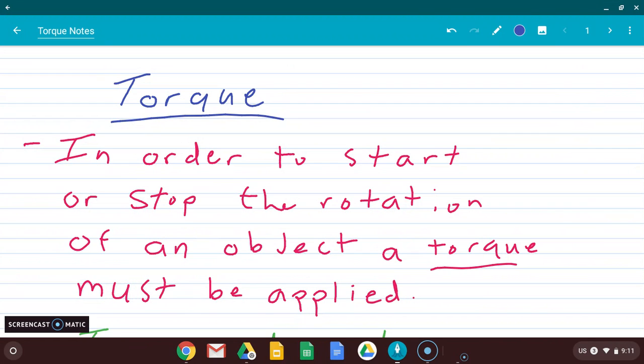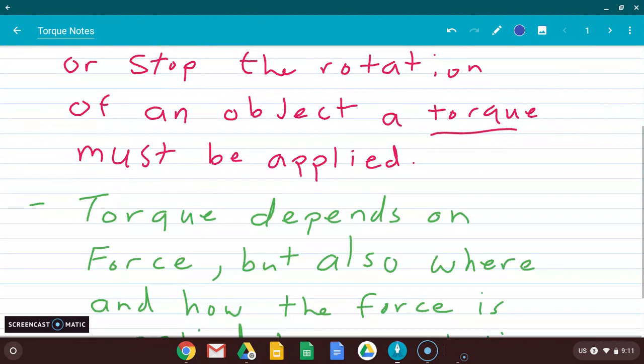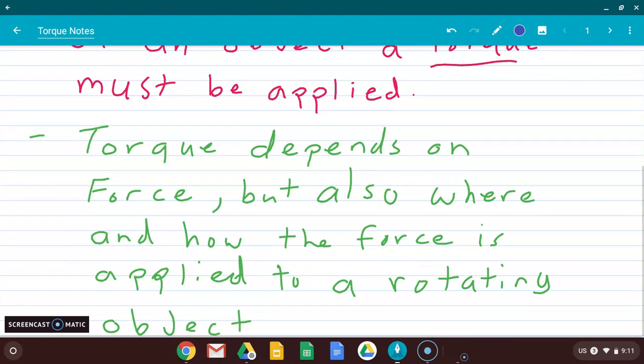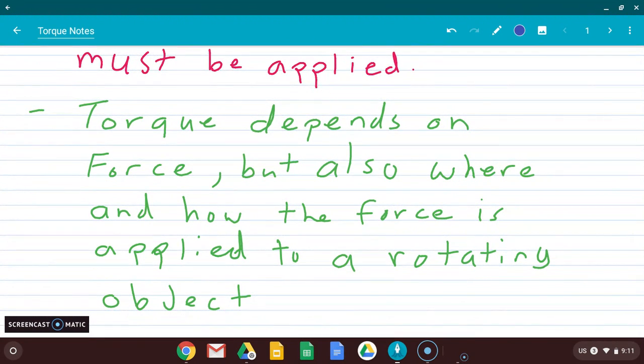All right, so there's really three parts of torque, which is in my next statement. Then I'm going to bring up a simulation to show some of this. Torque doesn't only depend on the force applied. It also depends on where and how the force is applied. Exactly what that means in a second.